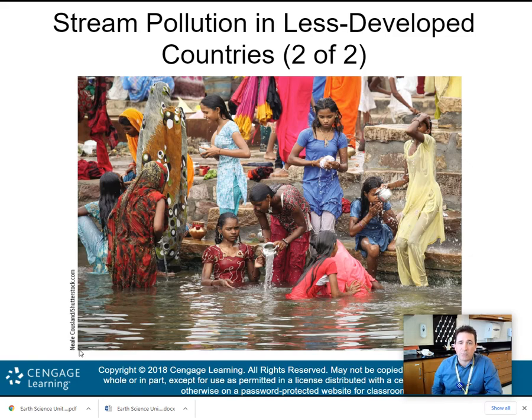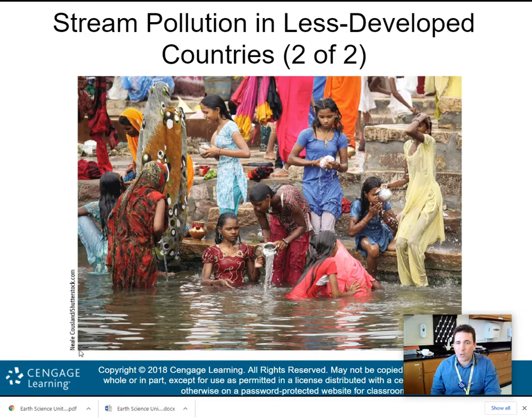And so these people who are using this river, there's diseases that they could potentially get because of the fact that their river is polluted mainly from human waste and from industrial waste that is untreated and just dumped right into the river. So obviously this is a huge issue in less developed countries because this is their source of fresh water.